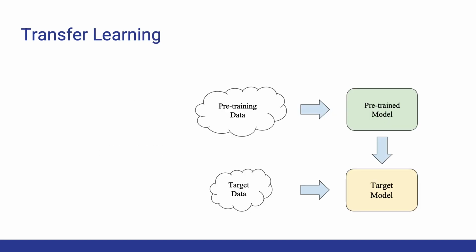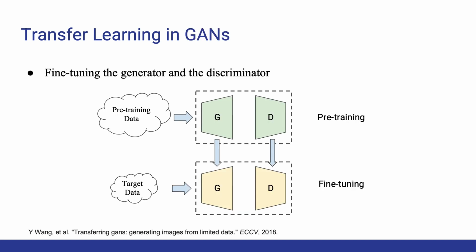Transfer learning is a standard practice in machine learning that increases the data efficiency and training speed, making it a suitable choice to address the aforementioned challenges. As shown in previous works, using a pre-trained GAN and fine-tuning its generator and discriminator on the target data can increase the image generation quality and training speed.